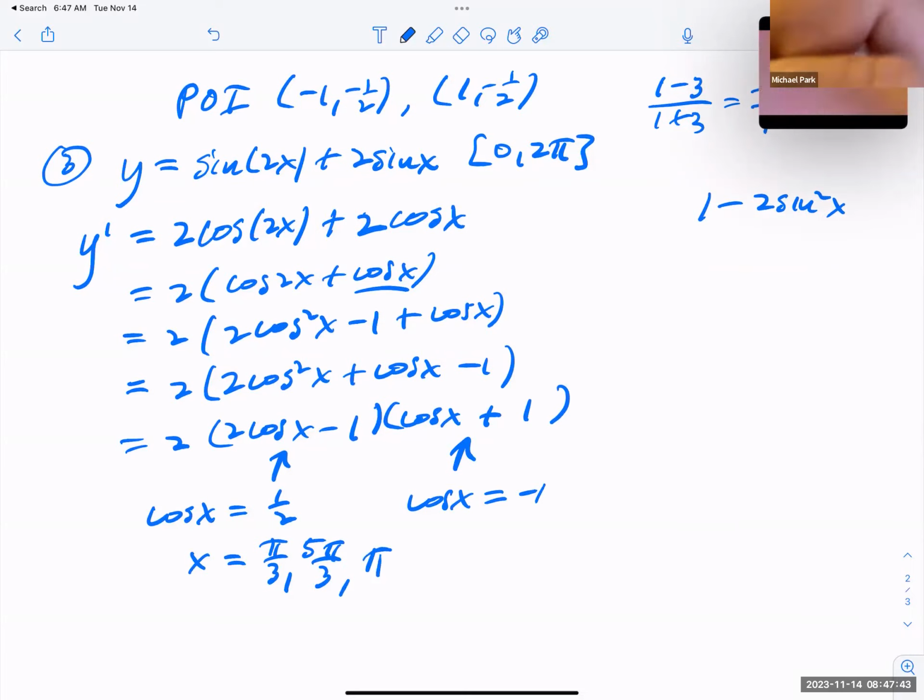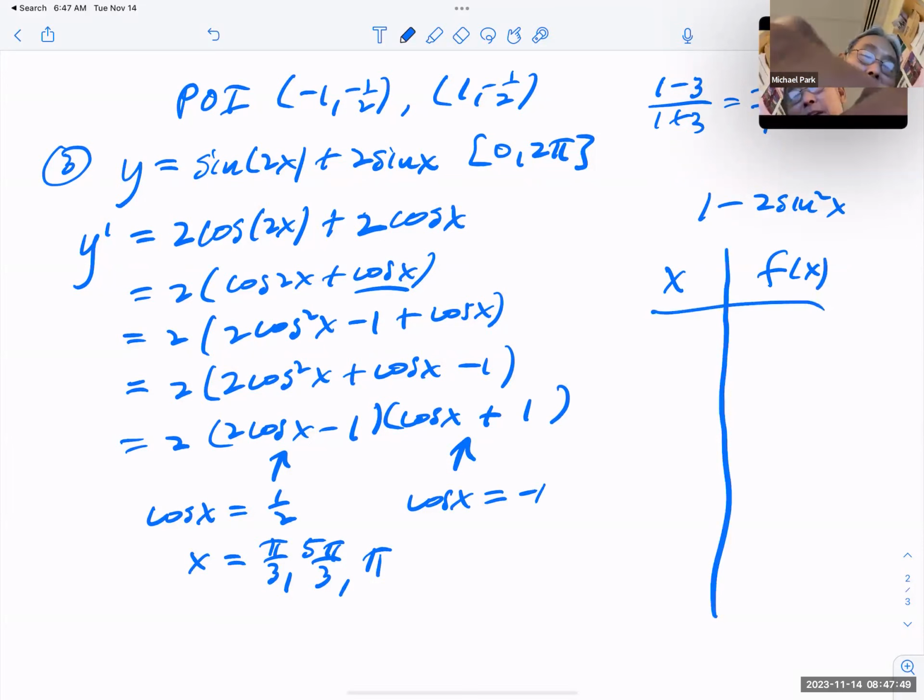So now we can make our candidates test. You have to do this. Some of you are still not doing it. So you put your endpoints, 0 and 2 pi there, and then you put all your critical points, and put them in order. You don't have to, but it makes it easier. Pi over 3, pi, 5 pi over 3.